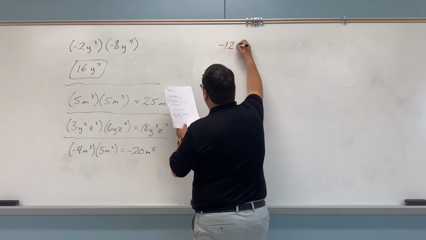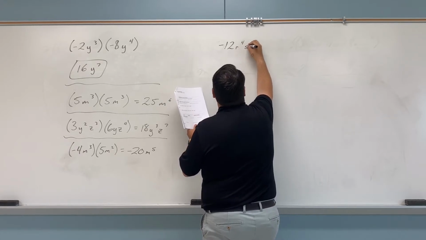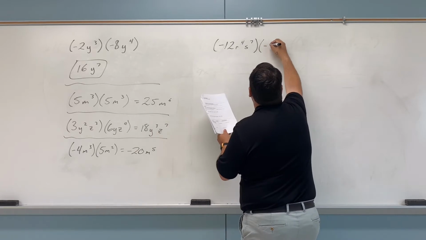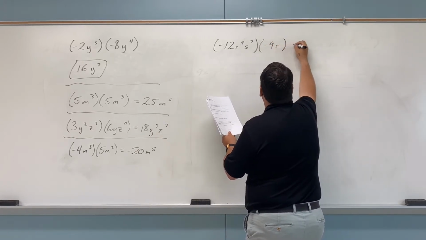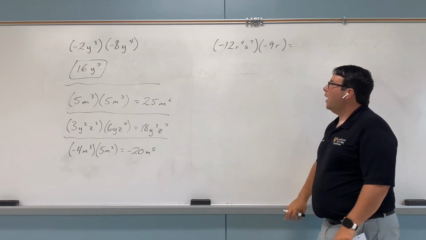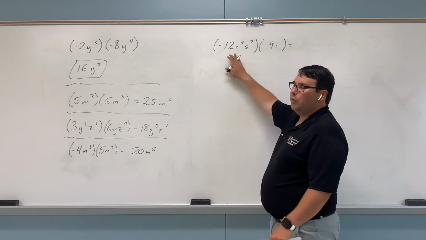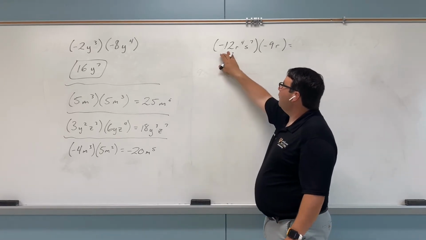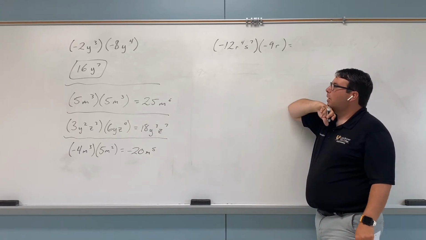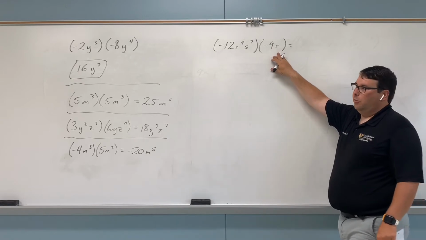Let's do one last example, and then we'll jump into a slightly different concept, an extension, if you will, of this thought. All right. I have a negative 12r to the fourth, s to the seventh as my first monomial. Negative 9r as my second monomial.